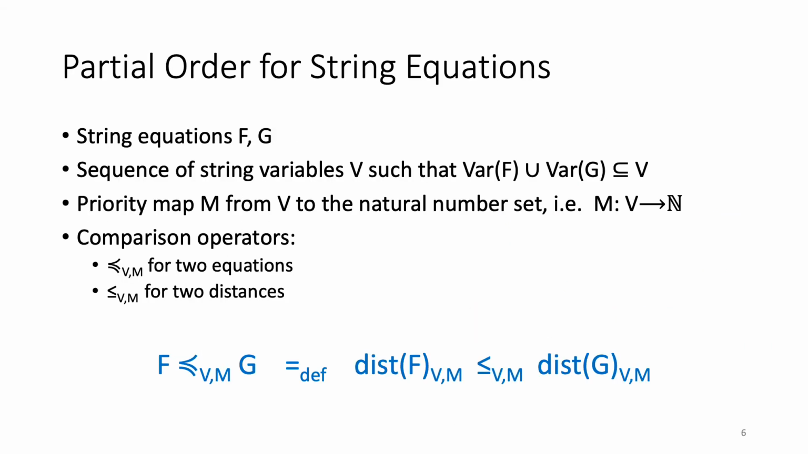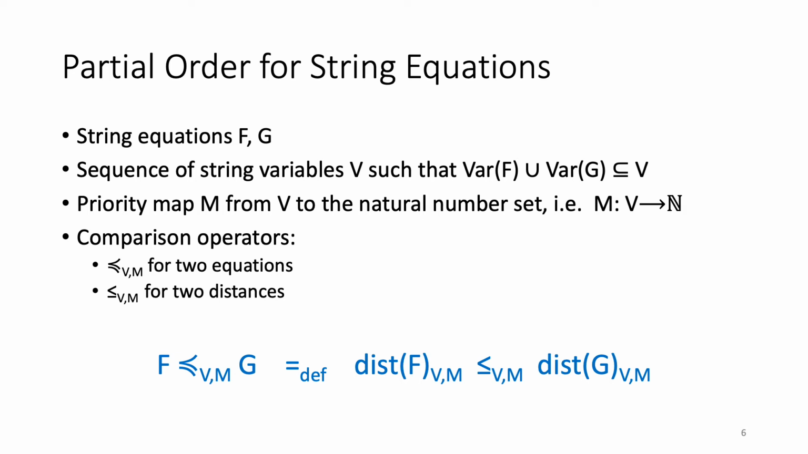I have just introduced the solved form and the solved form distance. Now I describe how we build the inter-theory dependency analysis. Basically, we would like to construct an order for string equations. In this order, we prioritize the equation which can be reduced most quickly into a formula in solved form with respect to its set of variables.